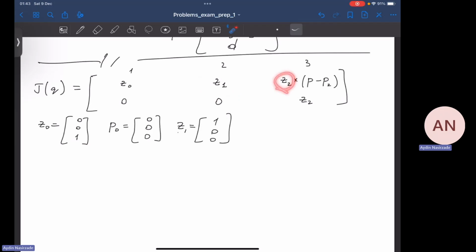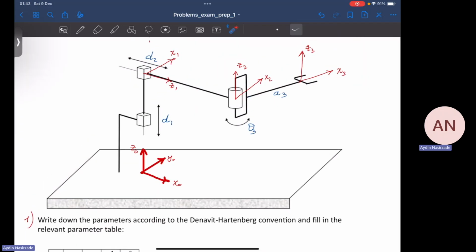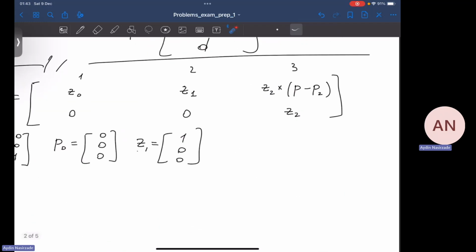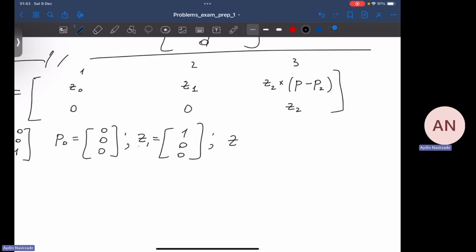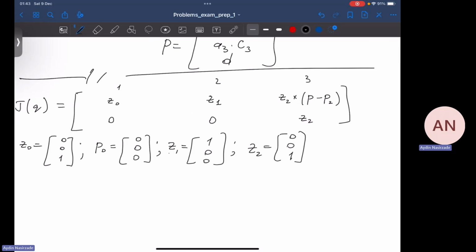Now, what about Z2? Let's have a look at it. Again, we are doing everything with respect to the base frame. Now, Z2: the projection of Z2 along Y0 is 0, along X0 is 0, and it completely lies along the Z0 axis, right? So it's going to be 0, 0, 1, because they are parallel to each other. So Z2 is going to be 0, 0, 1. That's it. So this is done. We know this.